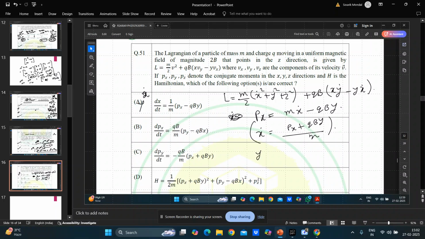Now, what is your y dot? Sorry, I am making some mistake. py is del L del y dot. So it is m y dot plus qBx, right? So what is your y dot? y dot is py minus qBx divided by m. This is your y dot.